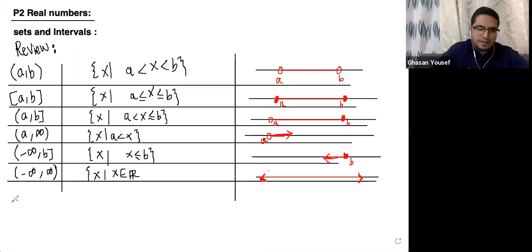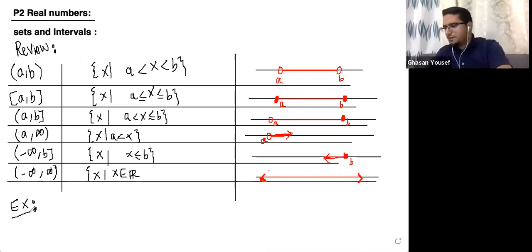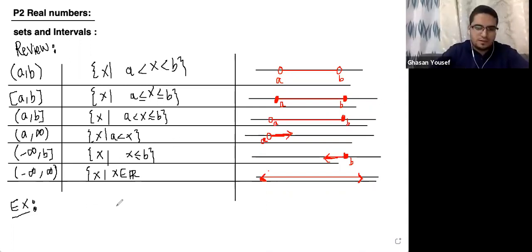So here is a small example. I'm going to start, for example, with a set. Suppose I have a set. I'm going to do it in the next slide. Can I move to the next one?